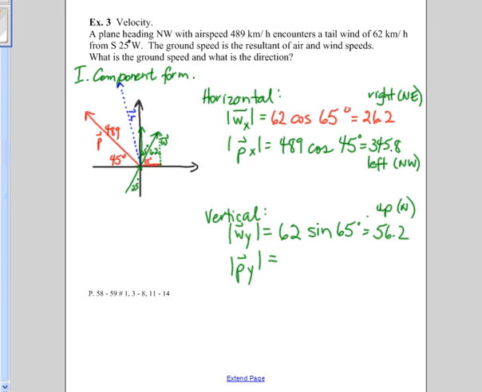For the plane, the vertical component, which is right here, is going to be 489 sine again, because I want the opposite and I'm using the hypotenuse. Sine of 45 is approximately 345.8. It is also up or north.